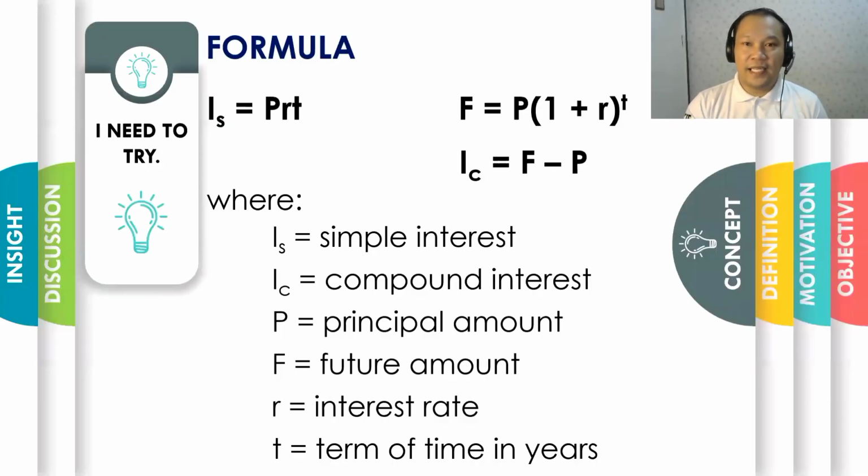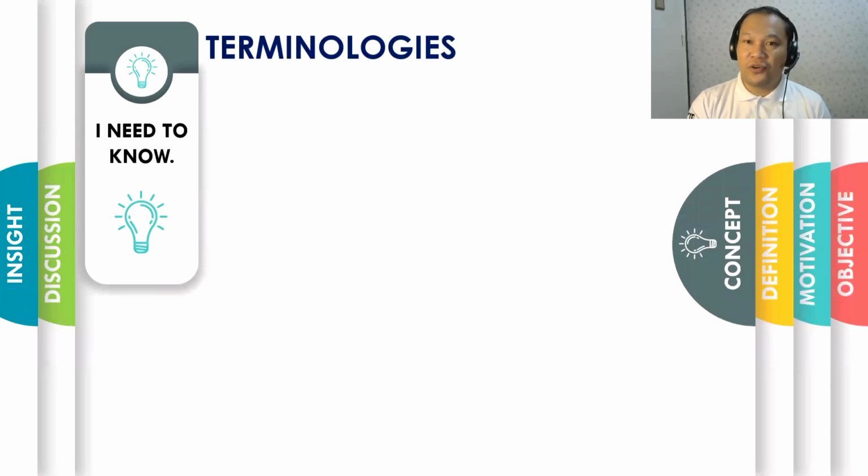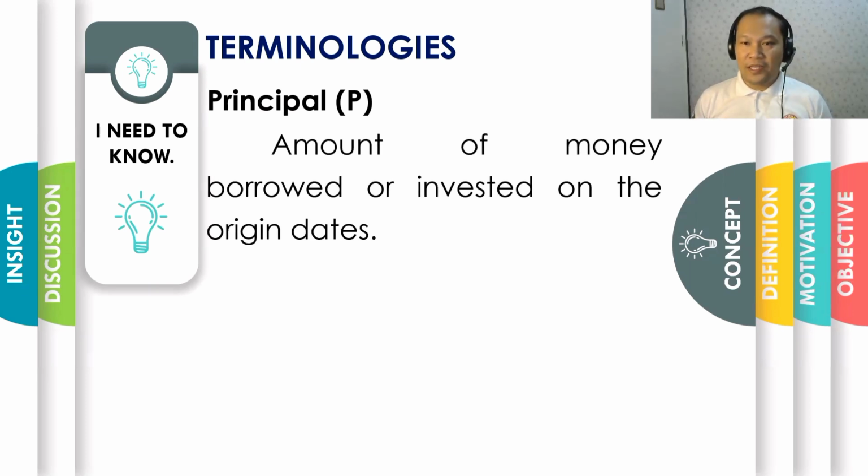Okay, for better understanding of the terminologies presented in the formula about simple and compound interest, let us go with the definition of the terminologies. Okay, the first one is the principal amount. This is the amount of money borrowed or invested on the origin dates. Meaning to say, magkano ang hiniram na pera o kaya naman magkano ang sinave na pera. Okay, the amount, that is what we call the principal amount. How much is being saved or how much is being borrowed.